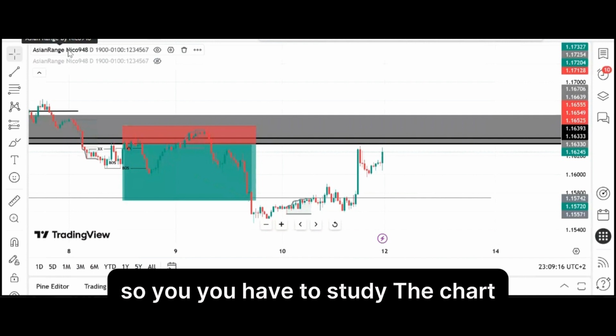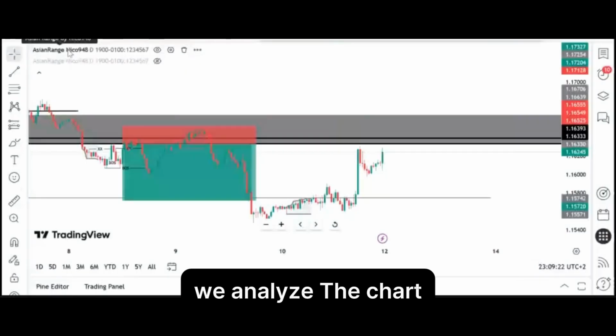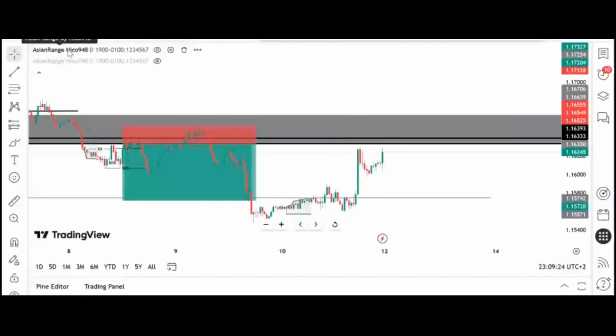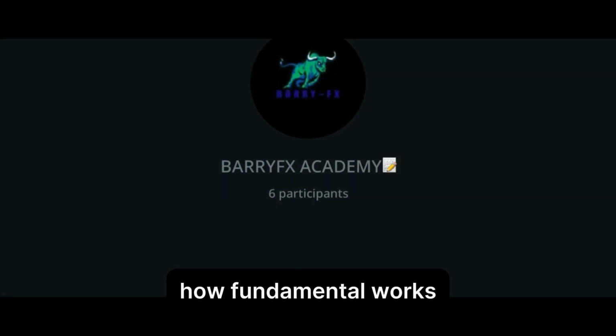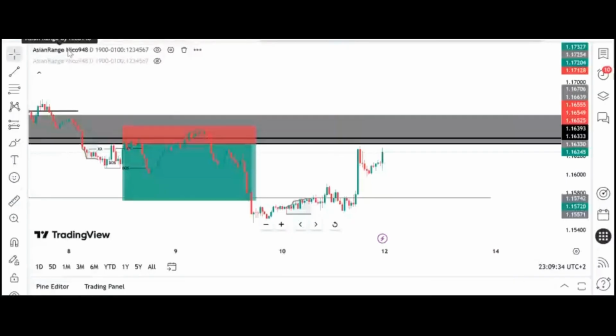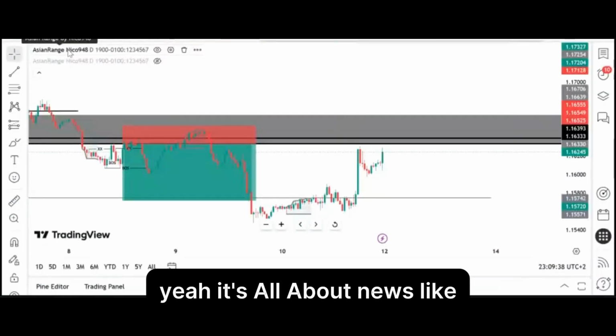So you have to study the chart. As a retail trader, what we do is study the chart, analyze the chart, either using technical analysis or fundamental. How fundamental works, I'll also come to that. Fundamental is all about news.